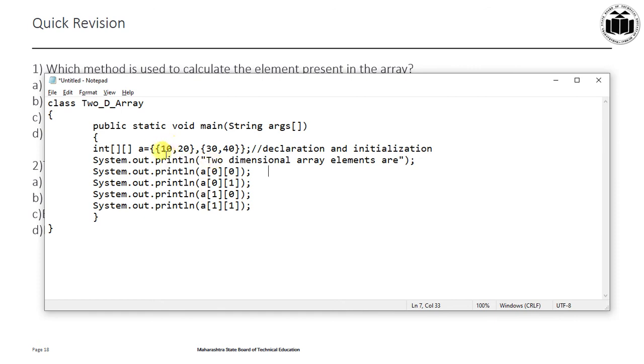Now this 10 is located at 0 and 0, that is the 0th row and 0th column. This 20 is located at the 0th row and first column. 30 is at the first row, 0th column, and this 40 is located at the first row and first column. So let's execute this code.